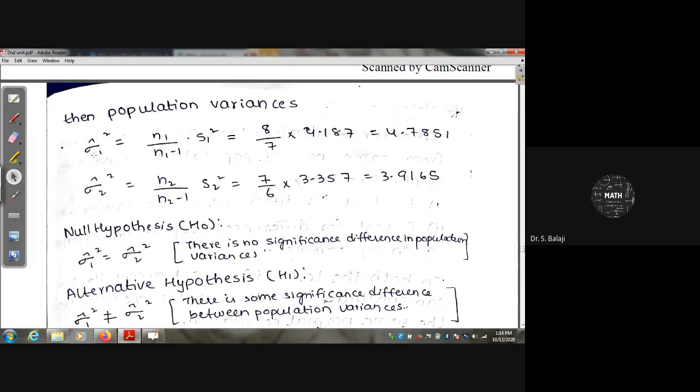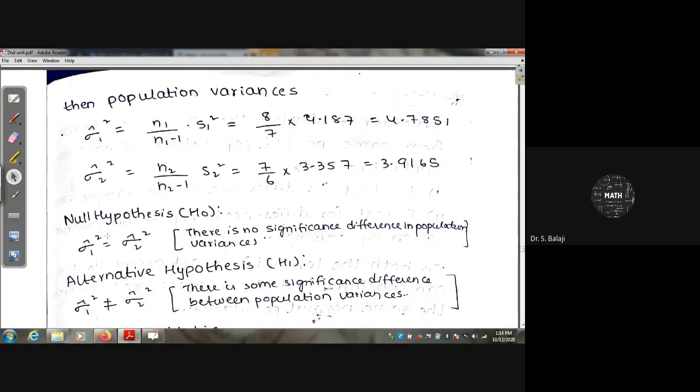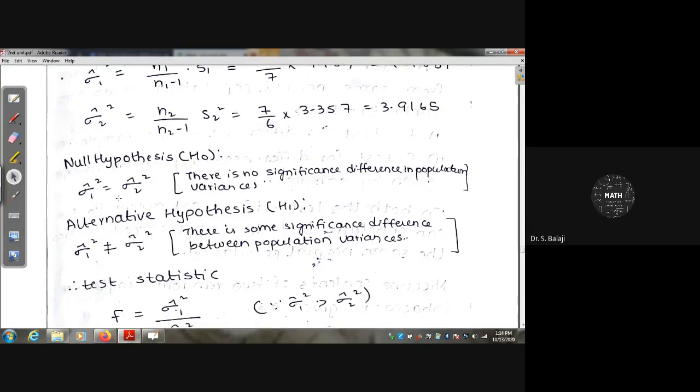After calculating all the necessary values, we put the null hypothesis and alternative hypothesis. Null hypothesis H naught says that sigma 1 cap square equal to sigma 2 cap square. There is no significant difference between population variances given by samples.